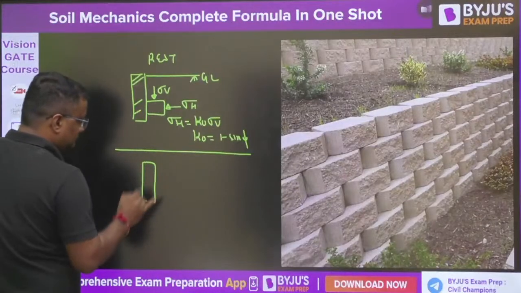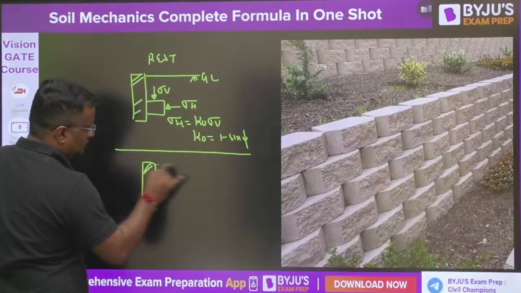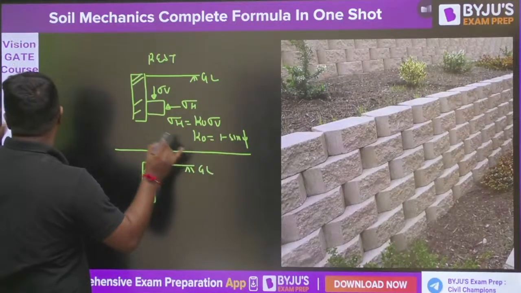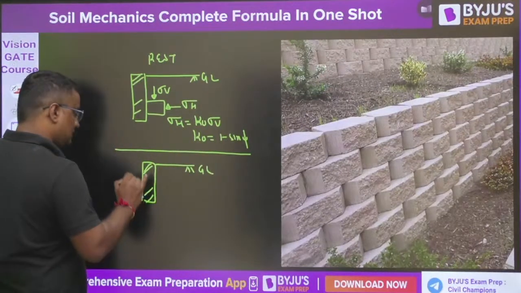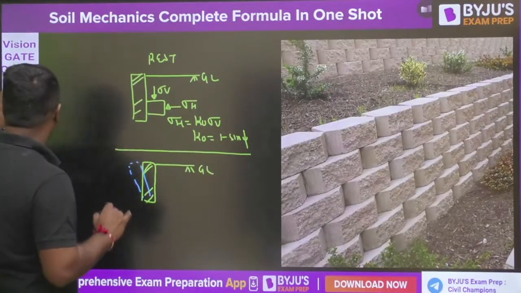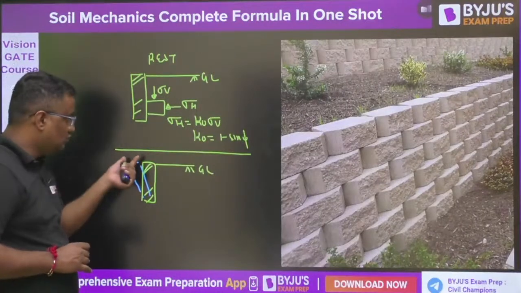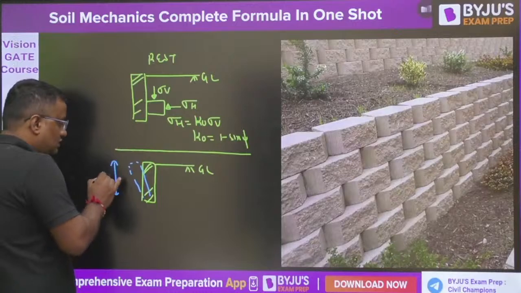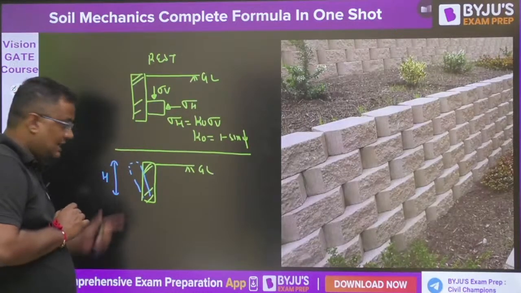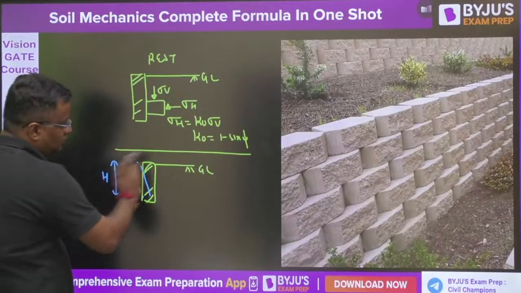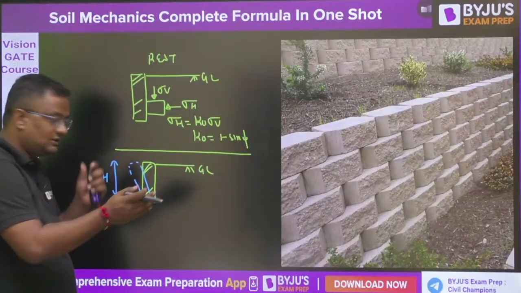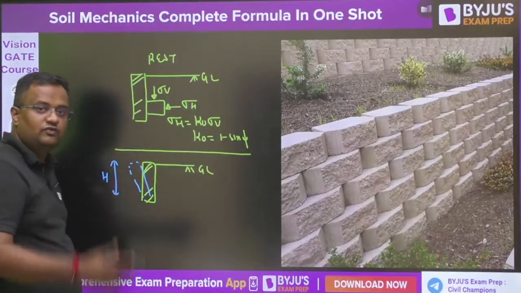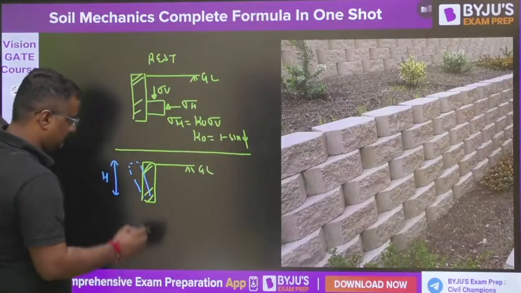Now, if this is the retaining wall, this is the ground level, and the wall is moving away from the fill, in the active case this movement is 0.2% to 0.5% of total height for full active pressure. And for the passive case, this movement will be towards the soil, that is 2% to 5% of total height for the full movement of passive earth pressure.